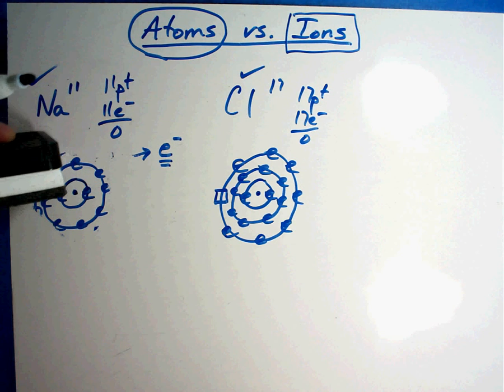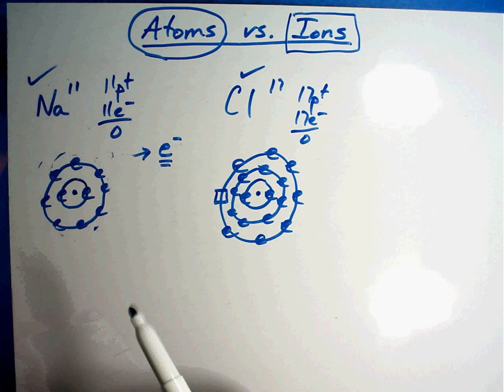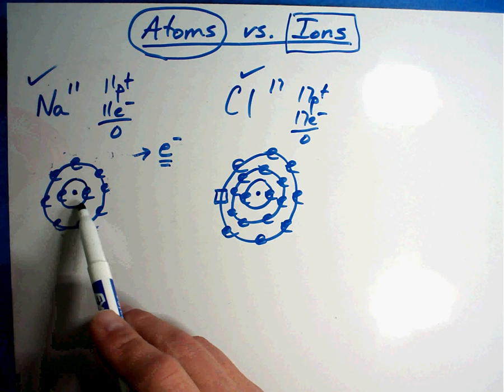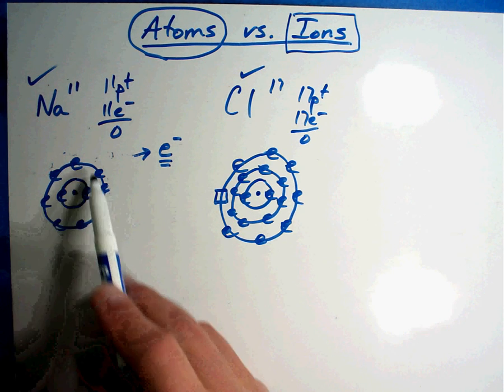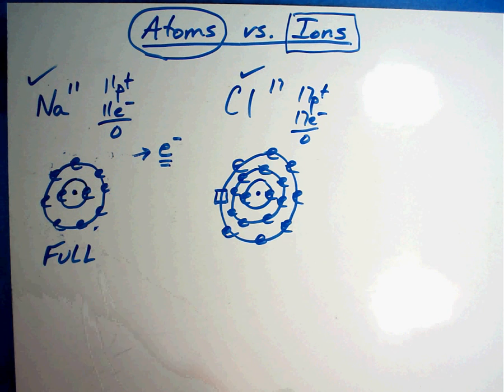If I erase very carefully here, you'll notice the inside ring has 2. The outside ring has 1, 2, 3, 4, 5, 6, 7, 8. Is he full? He is full. He is happy. That's exactly what he wants.